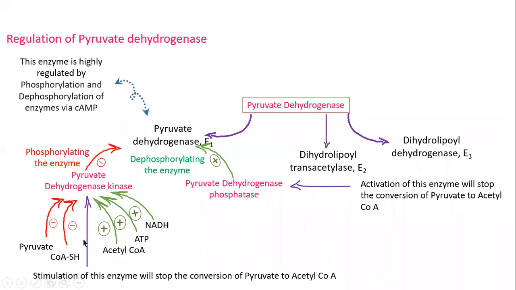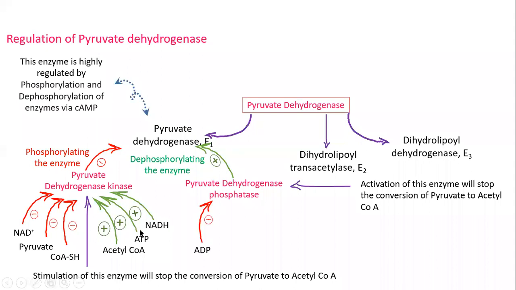Number two, pyruvate. If there is a lot of pyruvate, this will inhibit PD kinase. If PD kinase is inhibited, E1 will function normally. Third one, if there is a lot of NAD plus, this NAD plus will inhibit PD kinase. If PD kinase is inhibited, then E1 will function normally. Now, this is one enzyme where we can stimulate or inhibit. One more thing, now we should talk about this pyruvate dehydrogenase phosphatase.